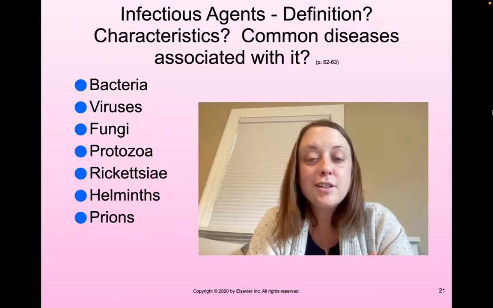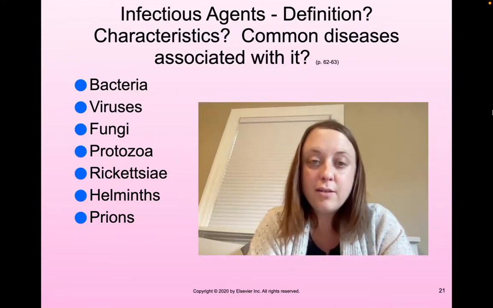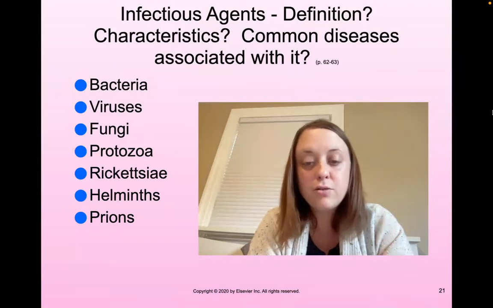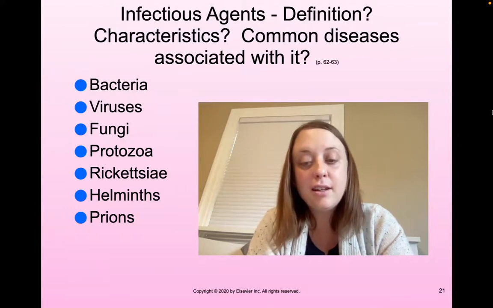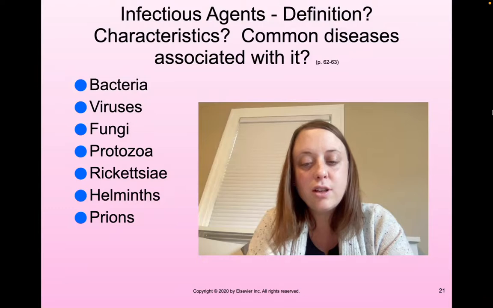There are several different types of infectious agents. So let's go through some of them and talk about different characteristics. So, first we have bacteria. Bacteria are small one celled microorganisms, and they can multiply really rapidly once they get inside a host. And they can have a whole bunch of different shapes and different features to them.